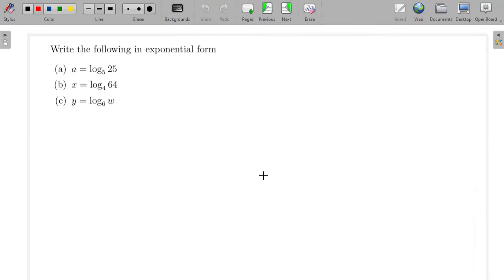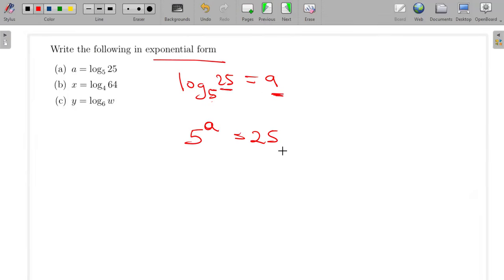Okay, now let's rewrite the following. They're saying rewrite the following in exponential form. So you have log base 5 of 25 is equal to a. Okay, so how do you write this in exponential form? The base that you have there is the base which you're going to get. And then this answer here is the power. So that's going to be your power a. And then this here is going to be your answer, which is 25, like that.